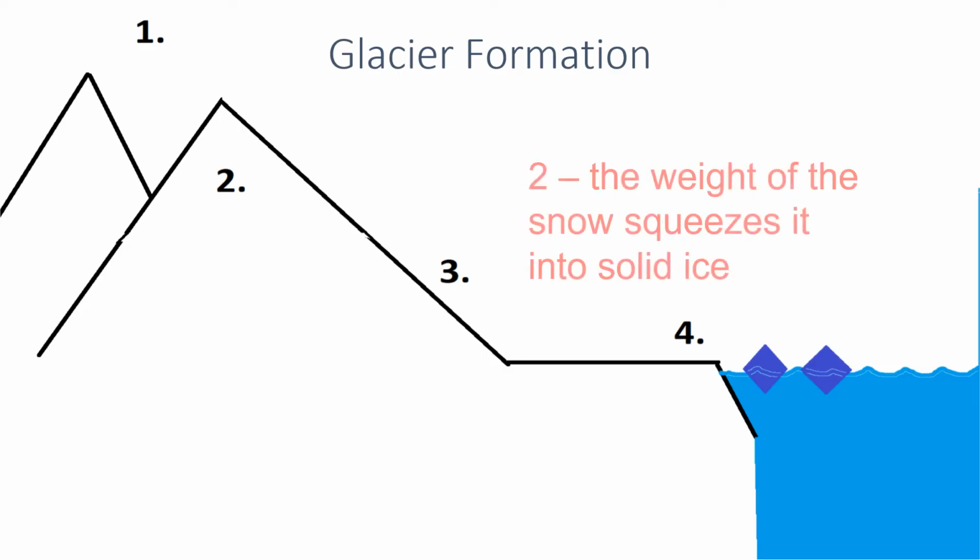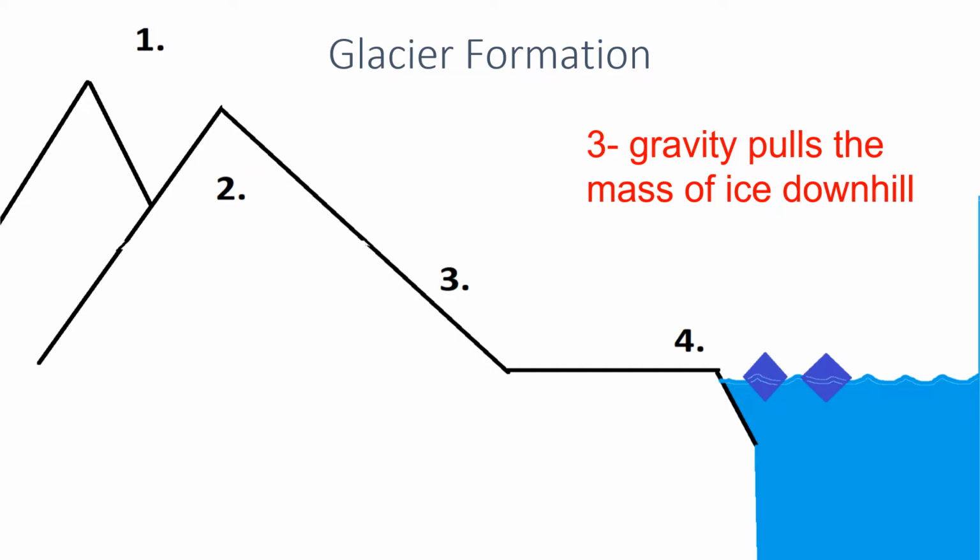Well, the second part of this is that all of that snow gets heavy and it squeezes itself together under its own weight into ice. It doesn't fall as ice, it falls as snow. And all of the weight of the layers of snow squeeze itself together and make solid ice.